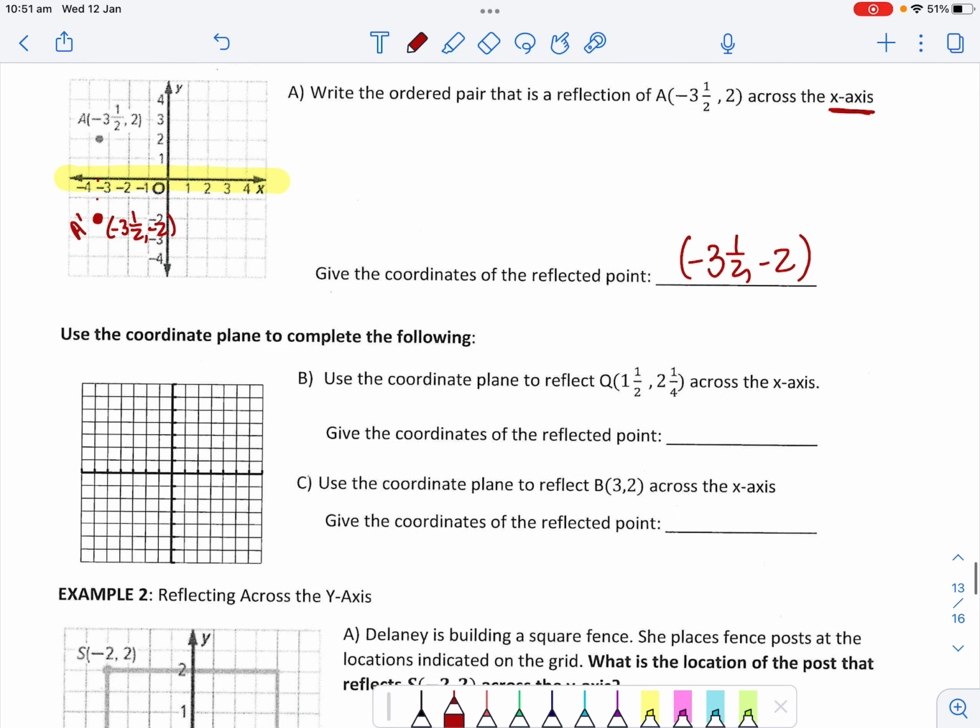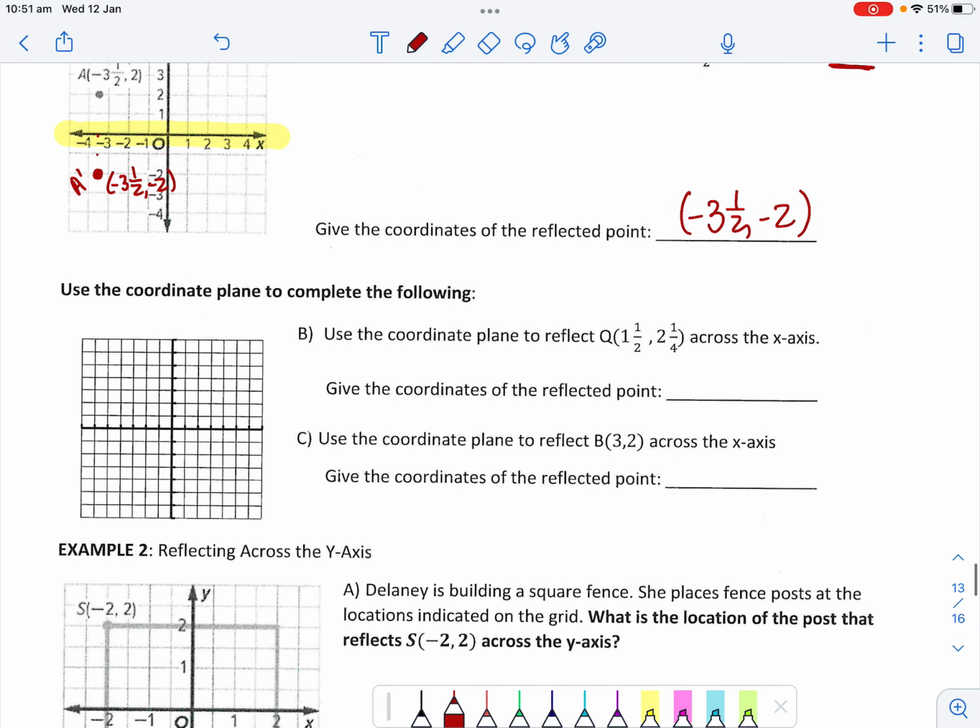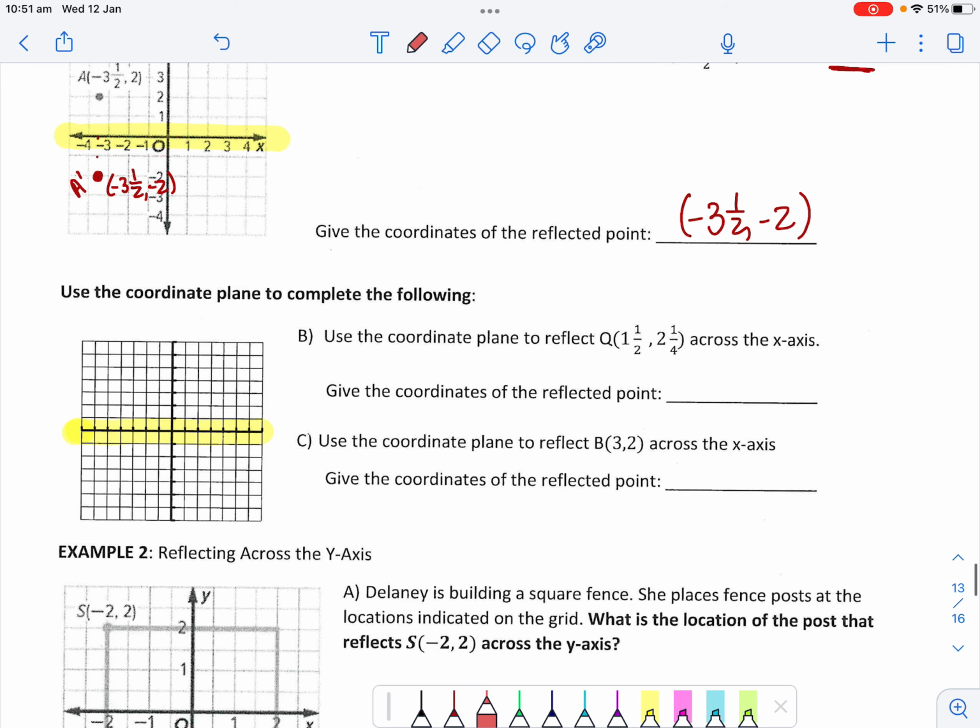So now we're going to practice it a couple more times. Use the coordinate plane to complete the following. Use the coordinate plane to reflect 1.5, 2.25 across the x-axis. So I'm going to highlight the x-axis here. And I am going to say that every other box is going to be 1, just to kind of make it easier for myself.